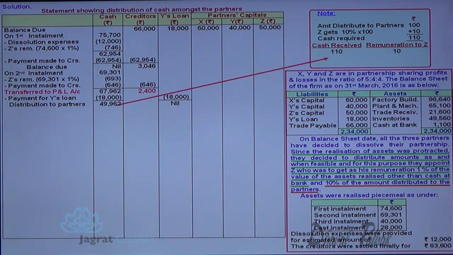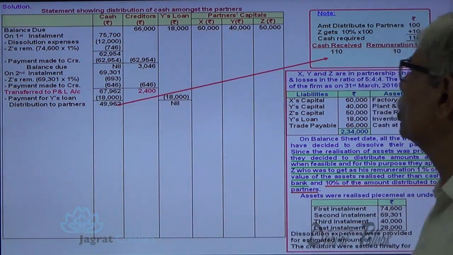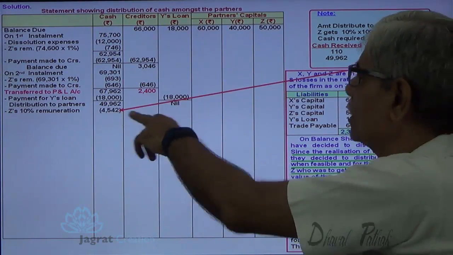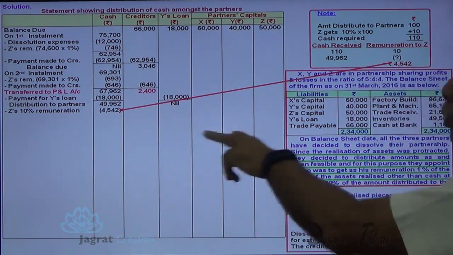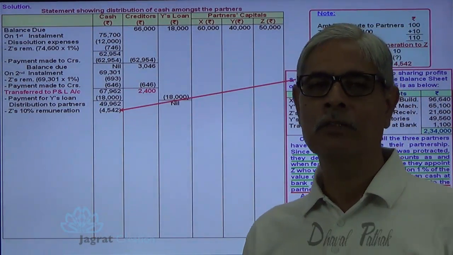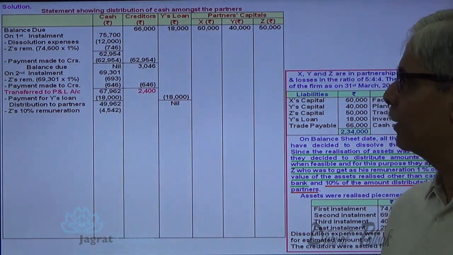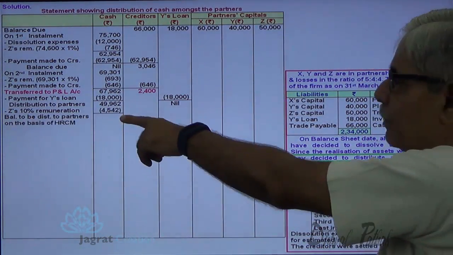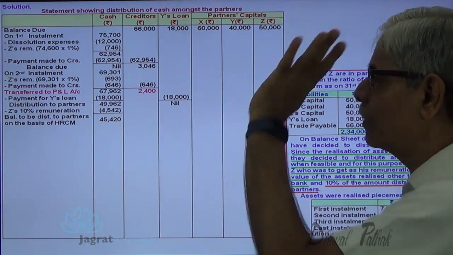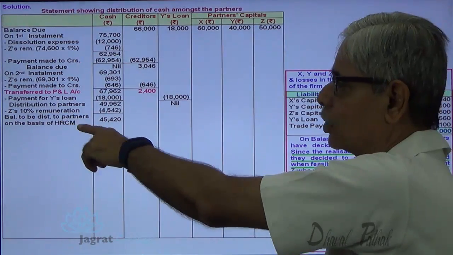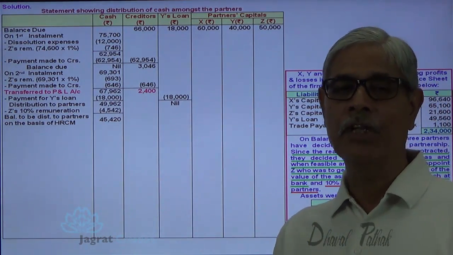How much for? 49,962. So if you work out 49,962 into 10 upon 110, you will get the remuneration of Z. That is paid to Z, that is deducted, 4542. Now you have got cash available for distribution amongst partners. So cash available for distribution among partners will be worked out to be 45,420. That is to be distributed as per highest relative capital method.